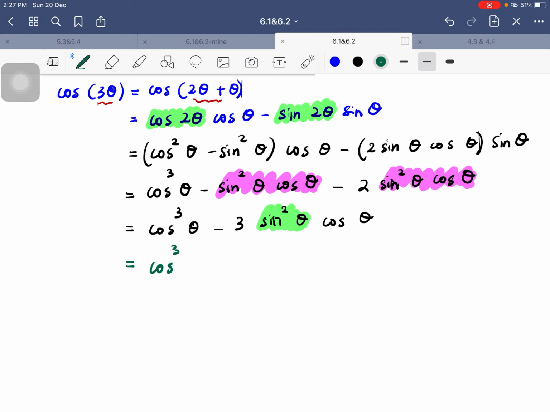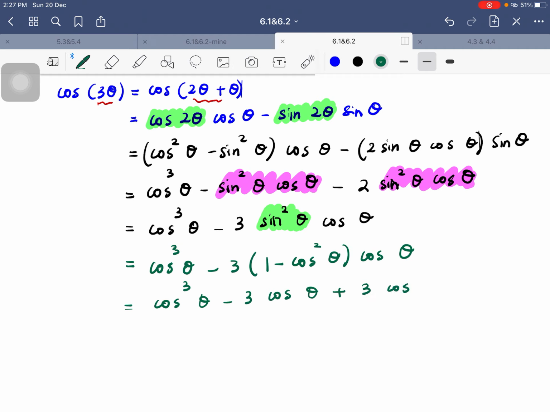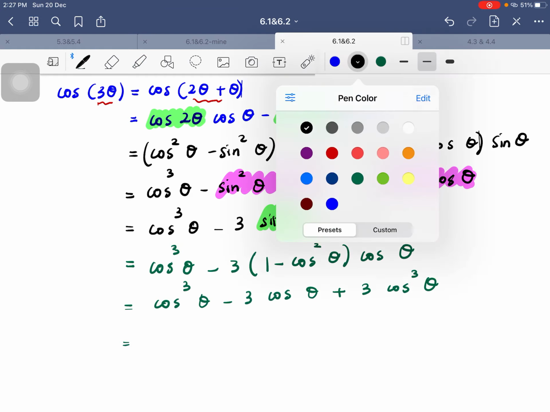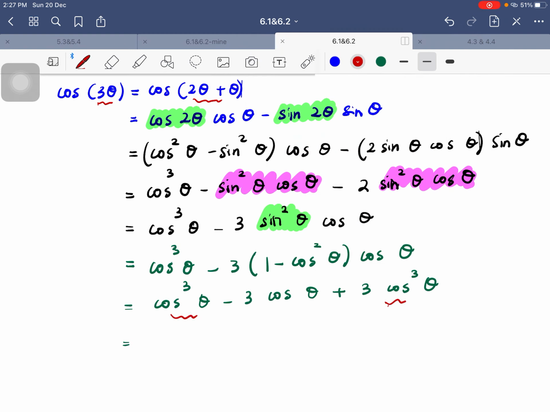So I'm going to have cos cube theta minus 3. So sine square theta, according to the identity, is going to equal 1 minus cos square theta, multiplied by cos theta. So now let's simplify this. So I'm going to have cos cube theta minus 3 cos of theta and plus 3 cos of cube theta. Okay, so that's how it's going to look like. And of course, these two, they are the same. So I'm referring to these two over here.